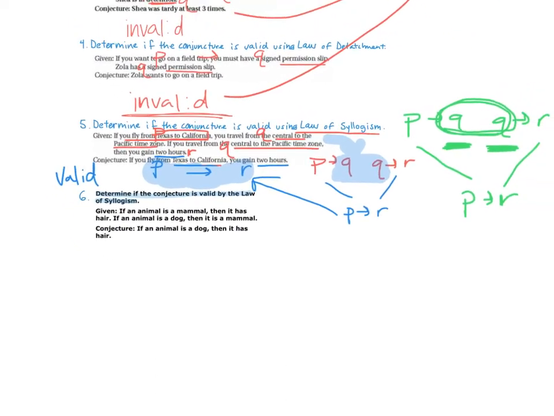So that is the law of syllogism. So let's do number 6. Again, we're going to use the law of syllogism, so we need to use this: if P then Q, and Q then R, then P then R. So the conclusion of one has to be the same as the hypothesis of the other.